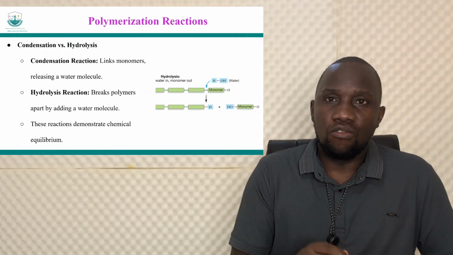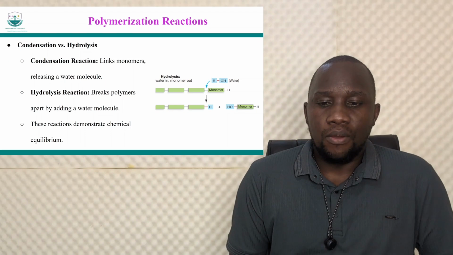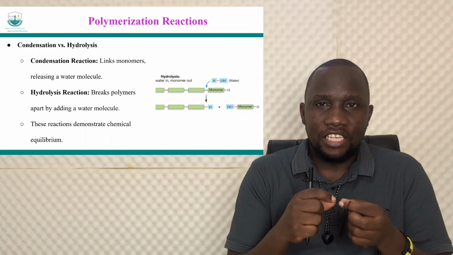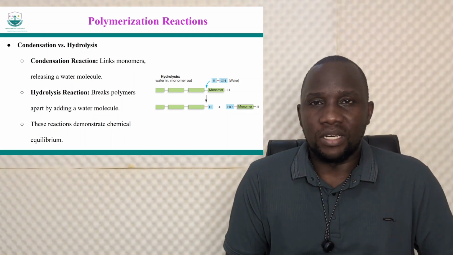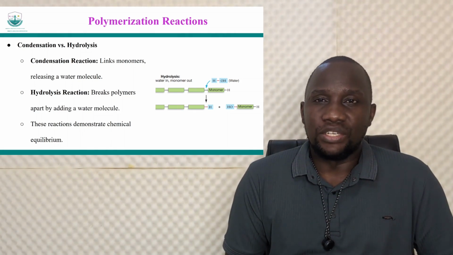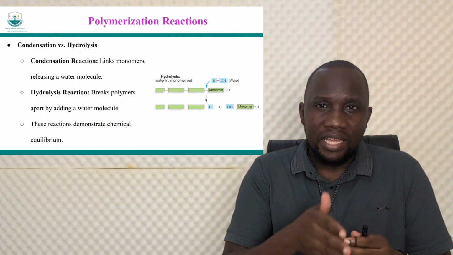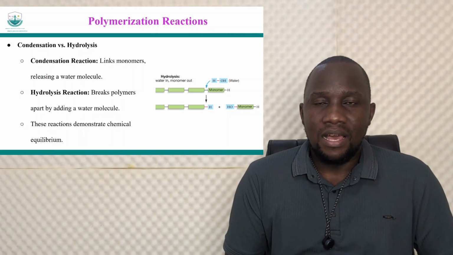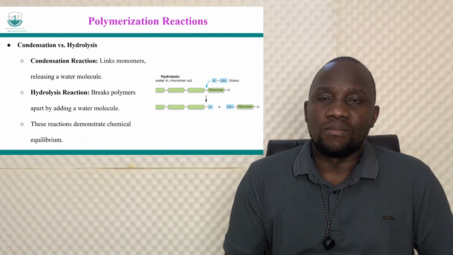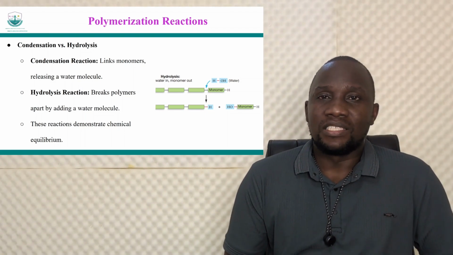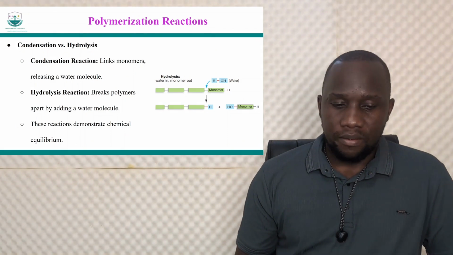The process of linking up monomers to form a large molecule is what we call polymerization. But that linkage, when one monomer connects to the other monomer, is what we term condensation. The nature of that reaction is condensation because water is released. Breaking that bond that has been formed is what we term hydrolysis, because water will be used in that process. So when you add water, that bond will be broken such that you have monomers from the polymer.